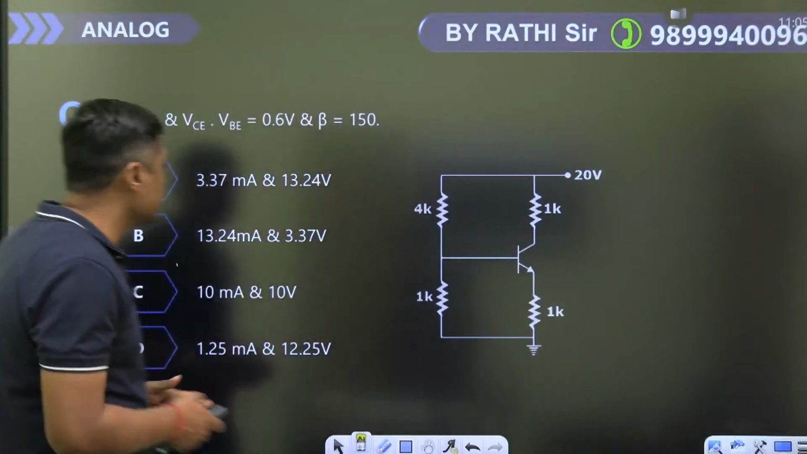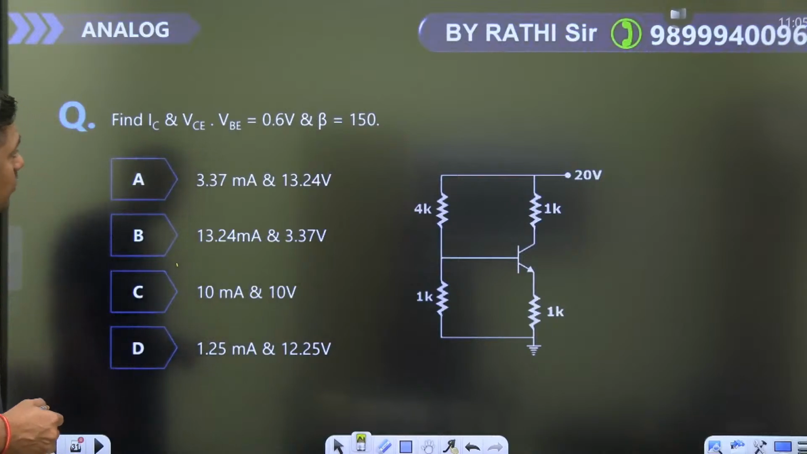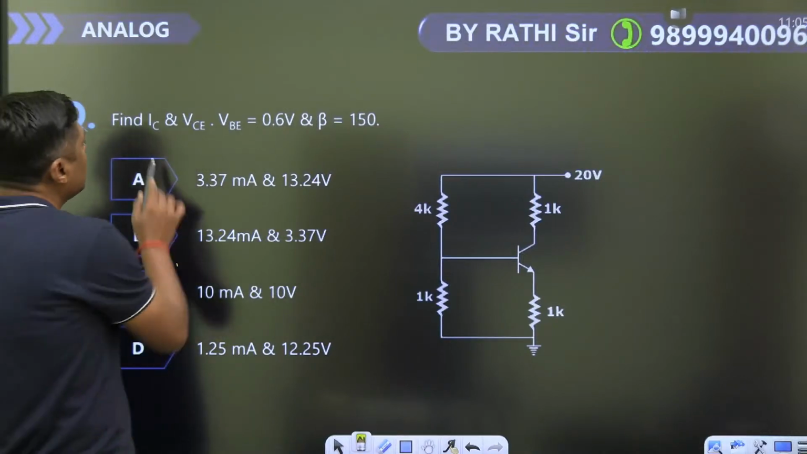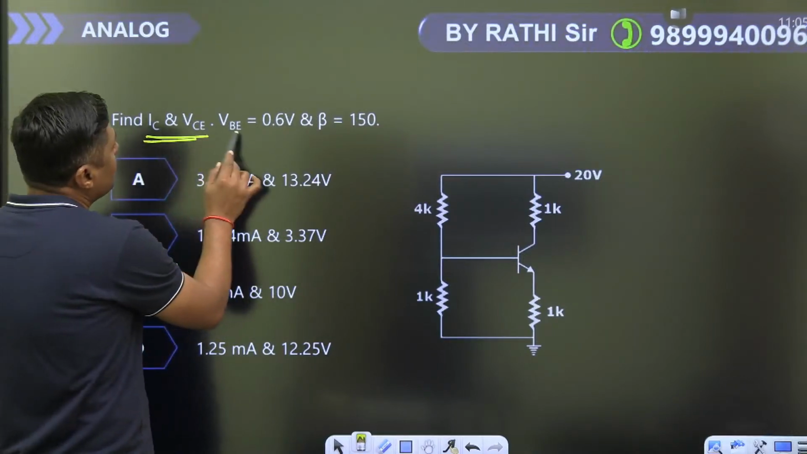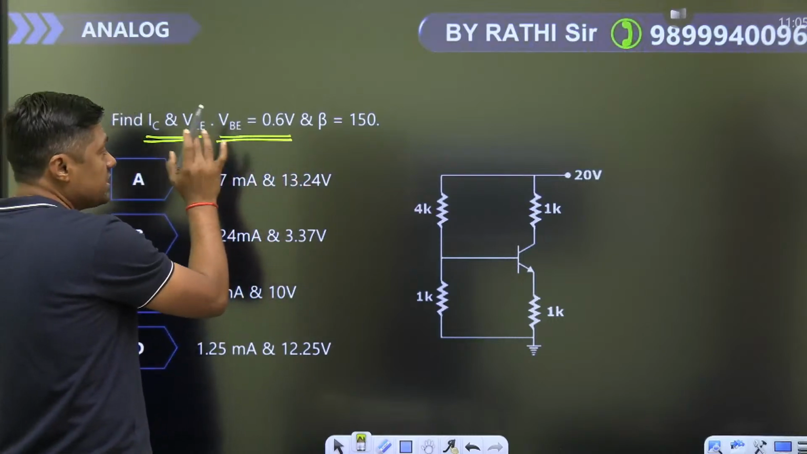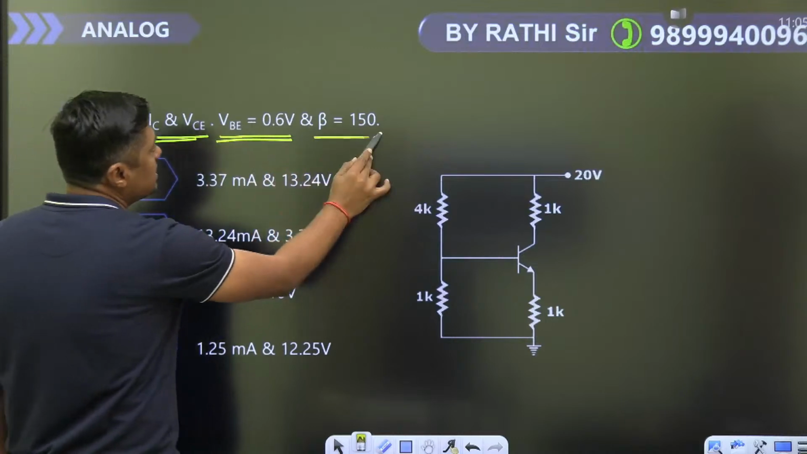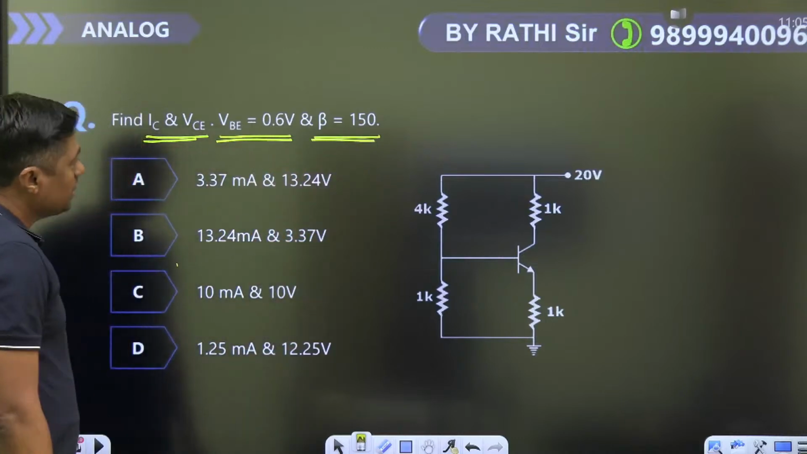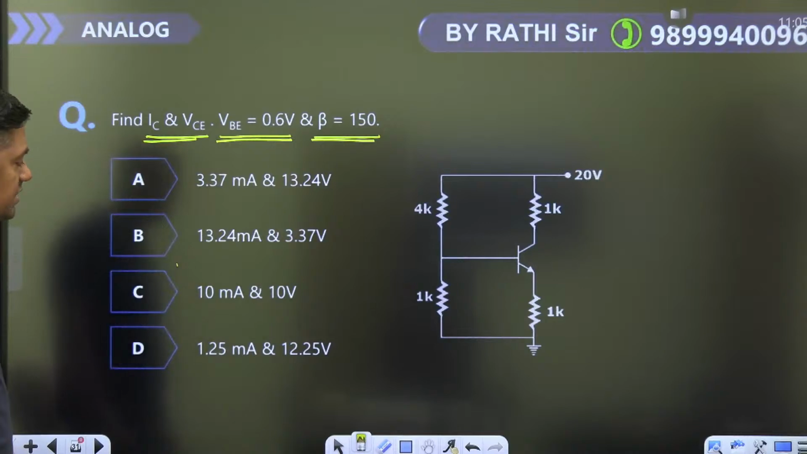Self biased circuit. In the self biased circuit, what do you have to do? That is, find the value of IC and VCE. VB is 0.6 volt. Read the question carefully. This time the VB is 0.6 volt. Beta is given as 150. You have to find the IC and VCE.